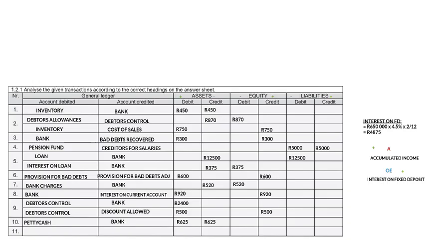So let's go record this onto our answer sheet. The account to be debited is called accumulated income. The account to be credited is called interest on fixed deposit. Assets will be debited with 4,875. And owner's equity will be credited with 4,875.